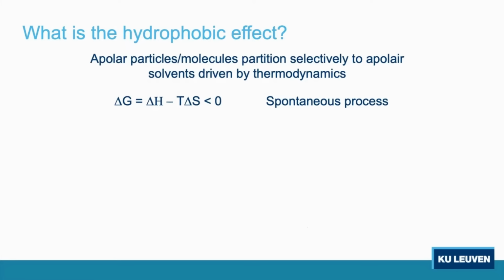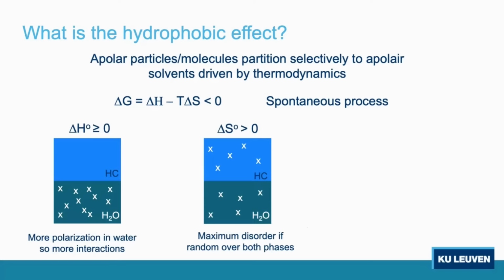Now, why do you then get apolar particles going into an apolar solvent? Well, we know if it's a spontaneous process, and that is a spontaneous process, the Gibbs free energy has to be less than 0, you have an enthalpy, and you have an entropy term. So, if you say maximum enthalpy, then your apolar particle should be in water, because in water it can undergo more interactions. Your apolar particle will be more polarized in water, so will have more interactions. So, if we base it on enthalpy, all our particles should be in the water, or all our hydrophobic molecules should be in the water.